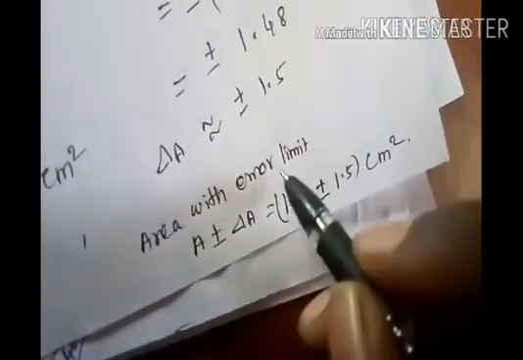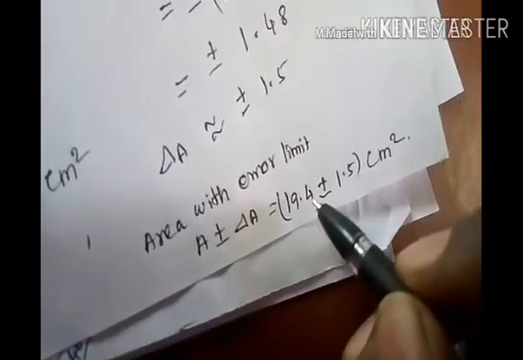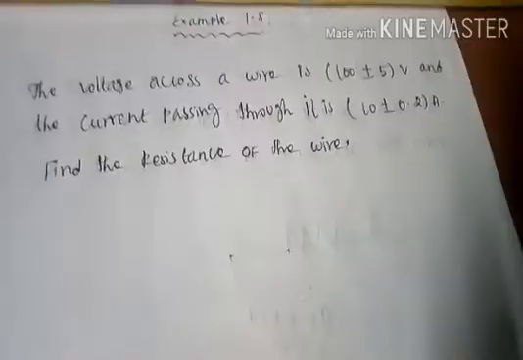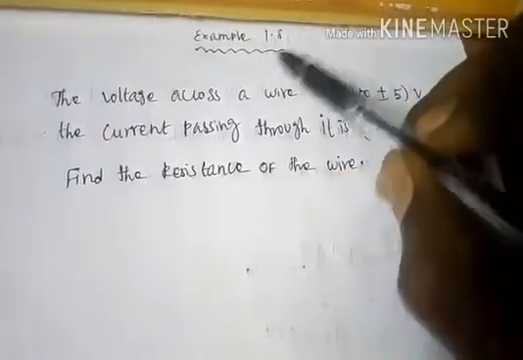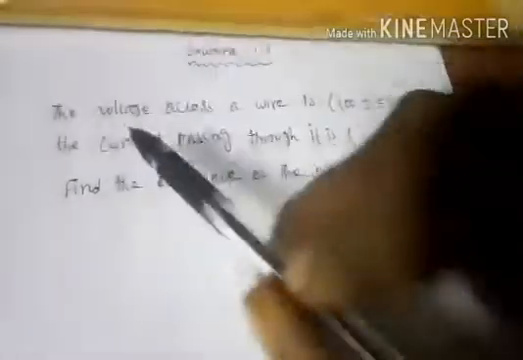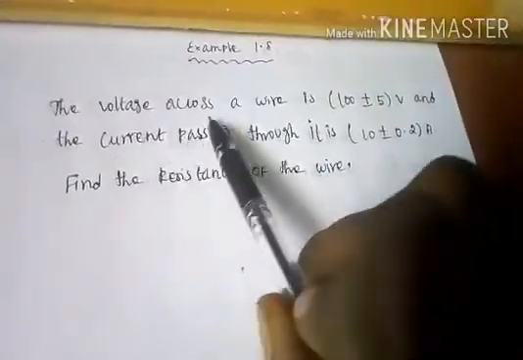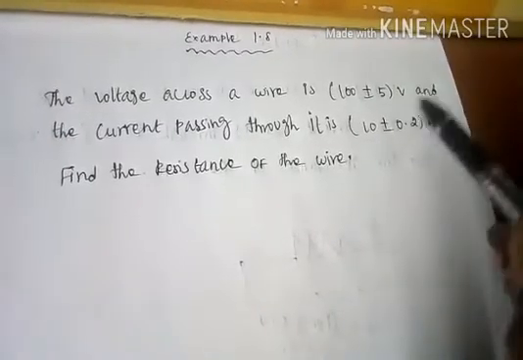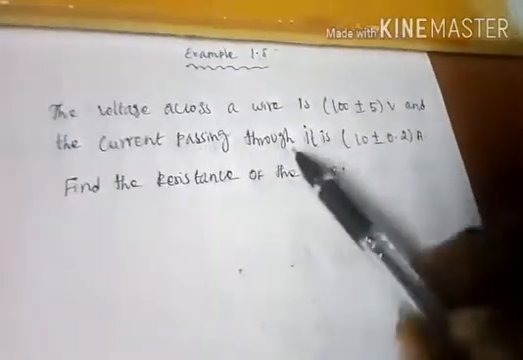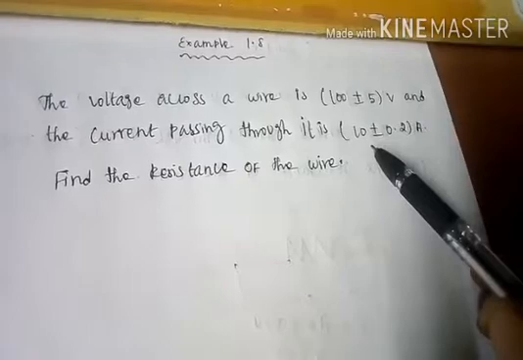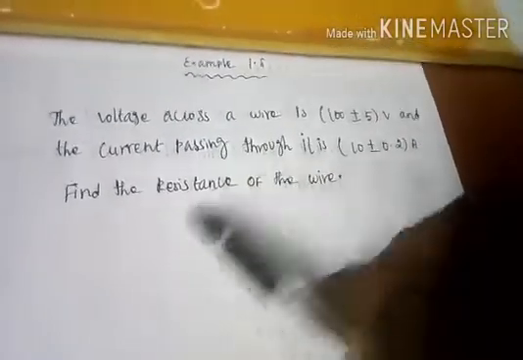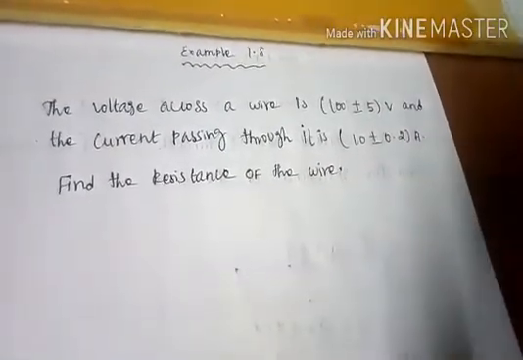So this is the area with error limit is 19.4 plus or minus 1.5 centimeter square. Thank you. Next the example is 1.8. In our question, the voltage across the wire is 100 plus or minus 5 volt and the current passing through it is 10 plus or minus 0.2 ampere. So find the resistance of the wire.